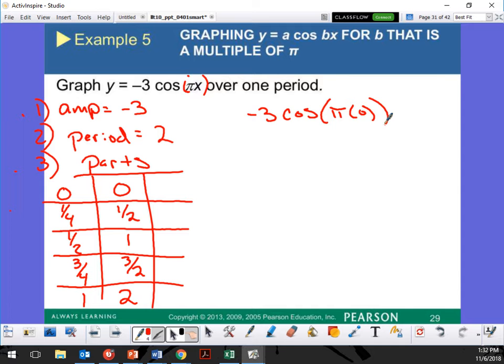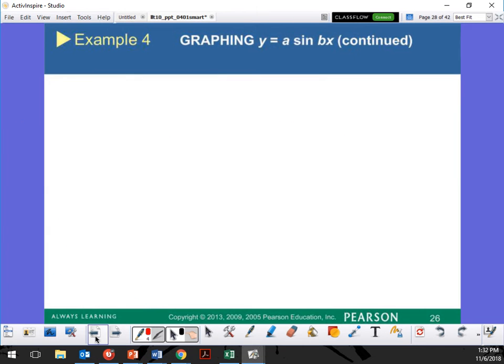Now, what is the cosine at 0? 1. So all this is going to be 1 times -3, which is -3, right? Are you setting it up different or something? No, it's the same thing. Yesterday we had the same thing. I still understand it, it just looks different.